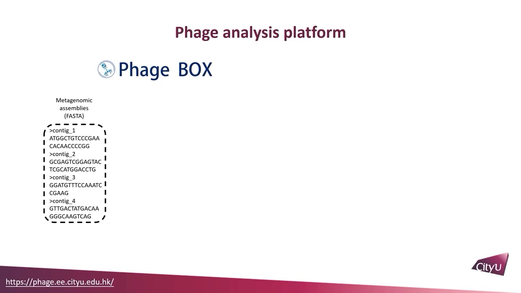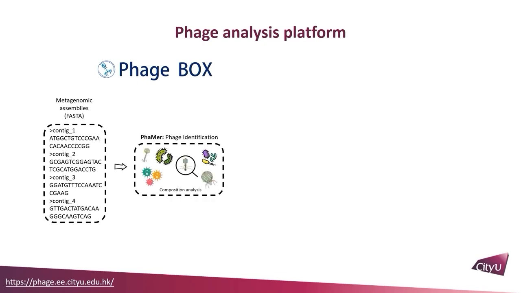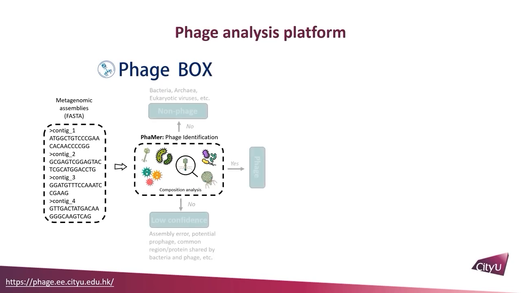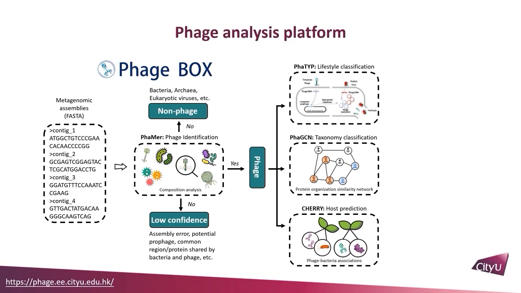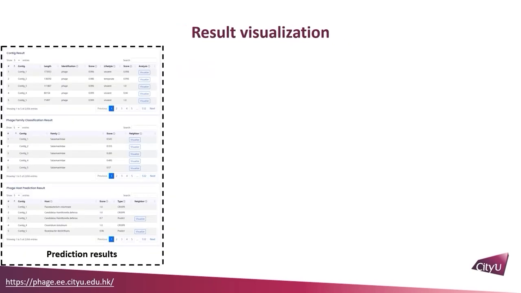Then, FAMER is applied for phage contig identification. By default, the identified phage contigs will be used as inputs for the remaining modules. Finally, results will be aggregated and displayed on the web page. Here is an example of the result page.